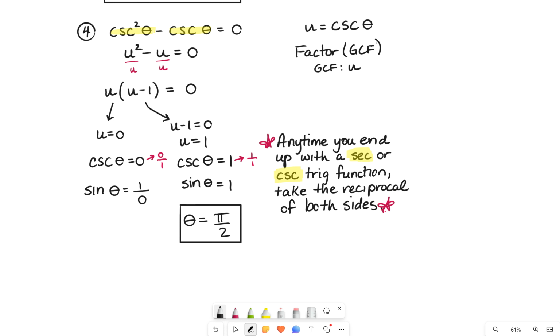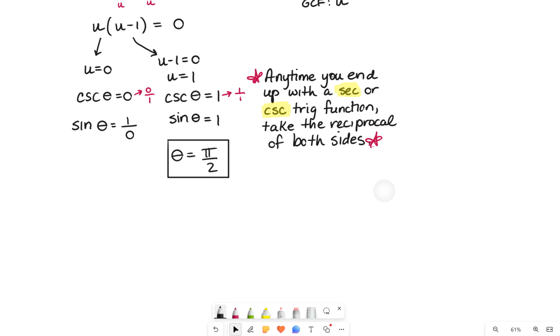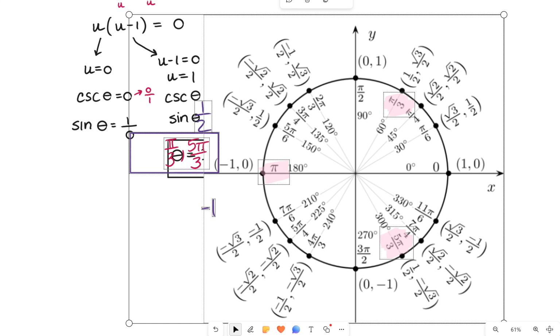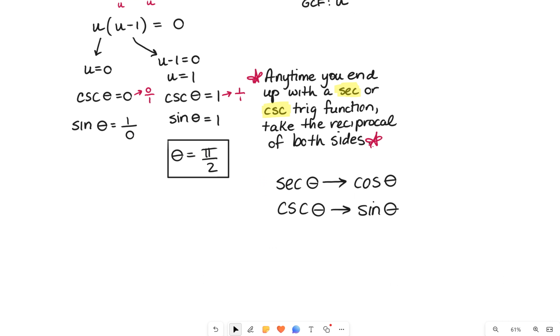So going back to number 4, the only solution to the equation cosecant squared theta minus cosecant theta equals 0 is theta being pi over 2. There's only one angle measurement. Okay? All right, so again, what I was trying to establish with you guys is, if you end up with a secant theta equation, convert it to a cosine, and if you end up with a cosecant theta, convert it to a sine, because these two functions are reciprocals of one another.